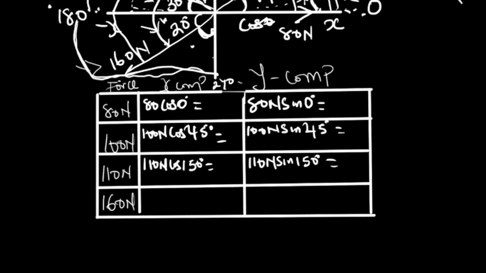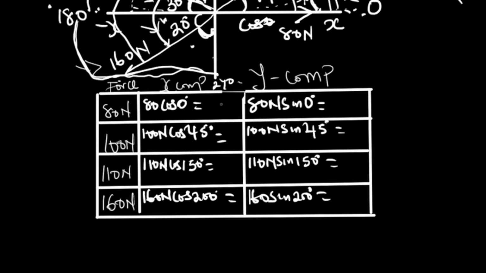But since we've determined that the angle of the last vector is 200, let's quickly represent it here. Therefore, we say, I've made the same mistake again. It's 160 newtons cos 200 degrees for the x component. This is equal to, we don't know yet. And then for the y component, we say 160 sine 200 degrees. This is equal to, we don't know yet. Okay, good. So now we have to get the values and then know what next to do with them.